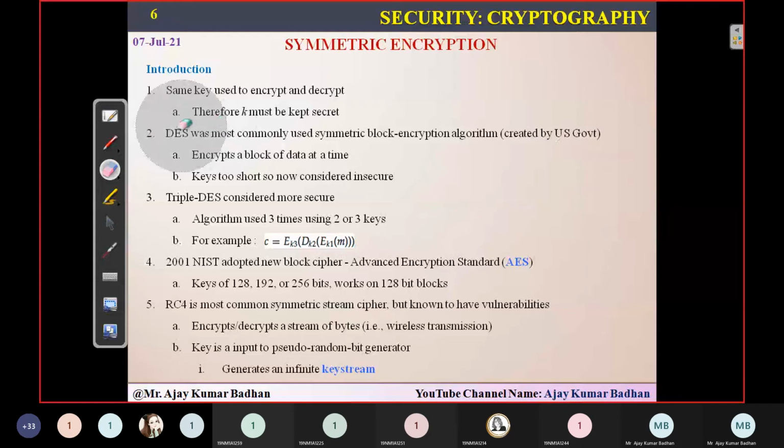Now moving ahead, as I told you earlier, NIST is the organization which developed this. The most common technique they used is the DES algorithm, Data Encryption Standard. This is used to convert a normal message into a ciphertext message. And by whom has it been used? NIST, the National Institute of Standards and Technology.